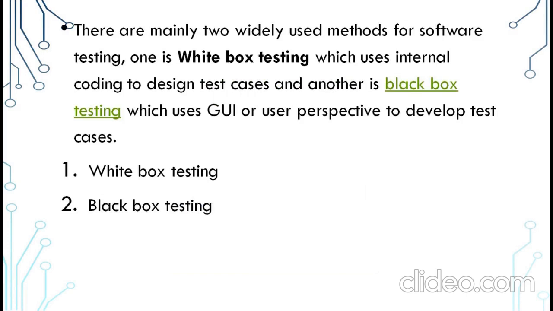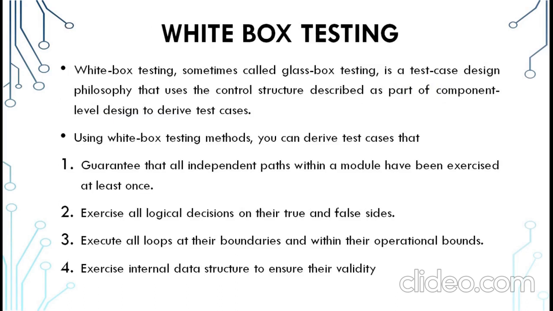The two widely used methods for software testing are white box testing and black box testing. Let us understand white box testing, the first method of software testing. White box testing is also called glass box, clear box, or structural testing.